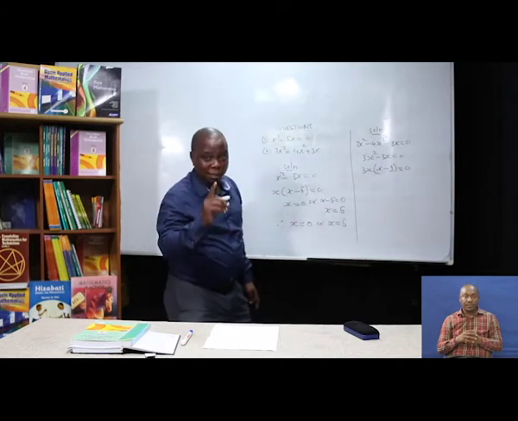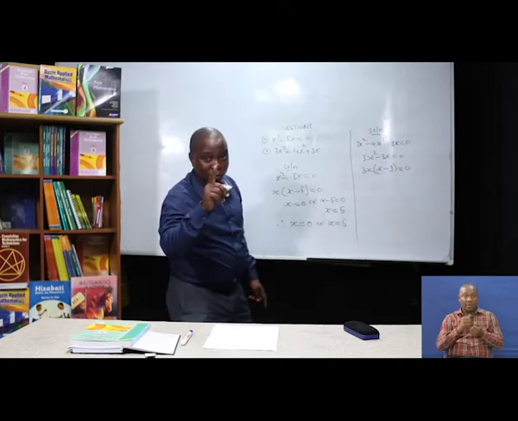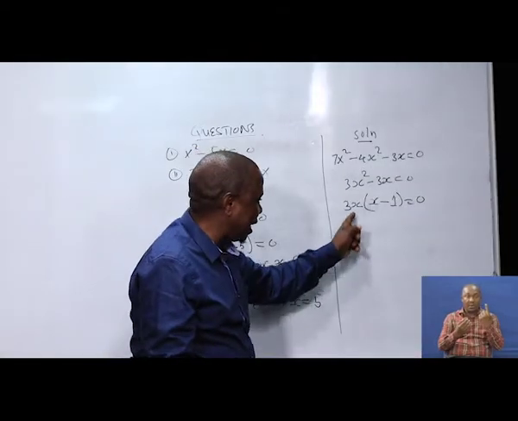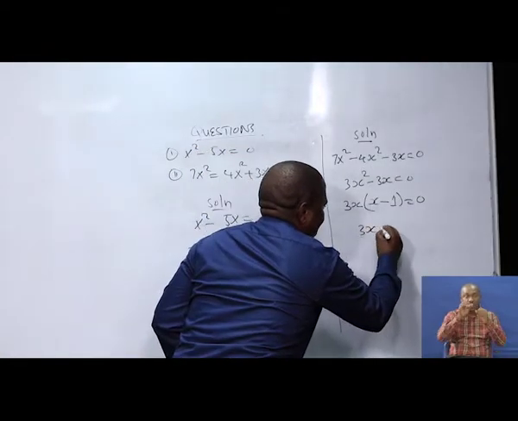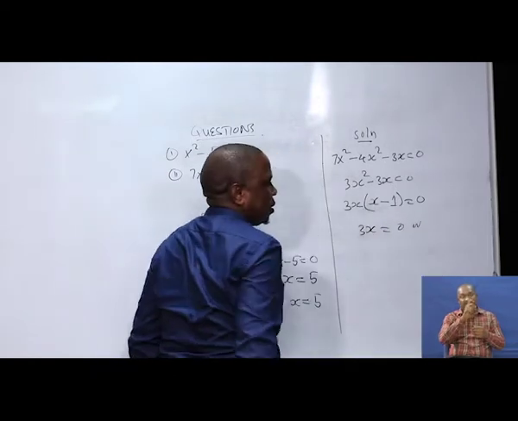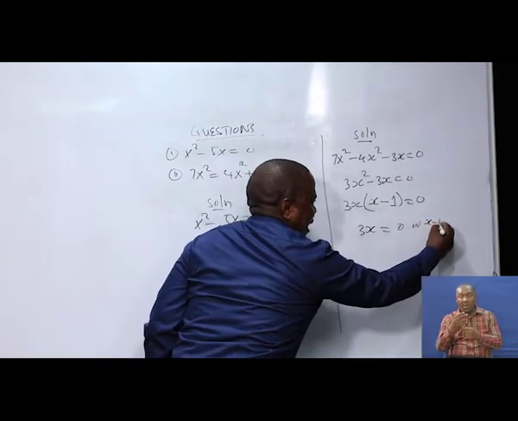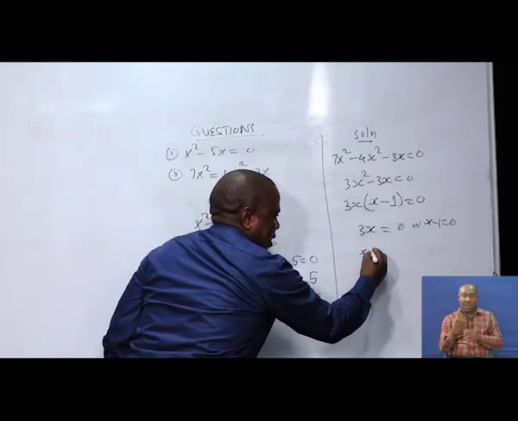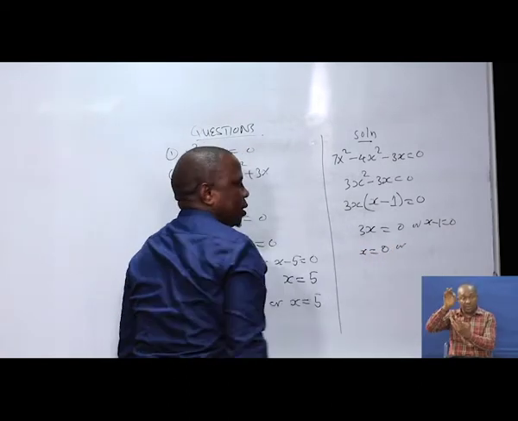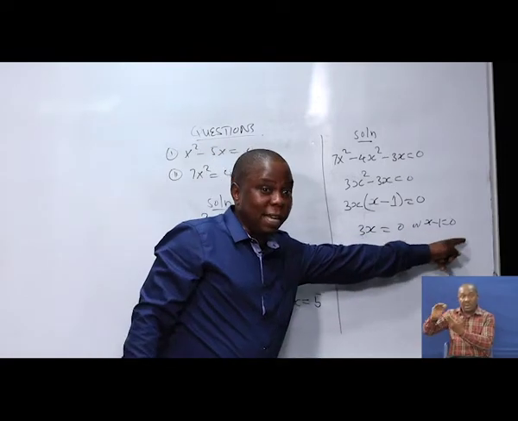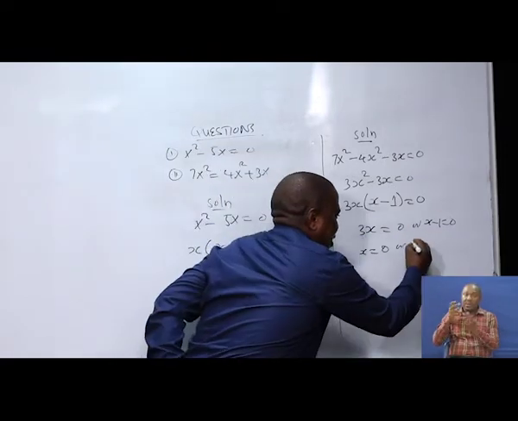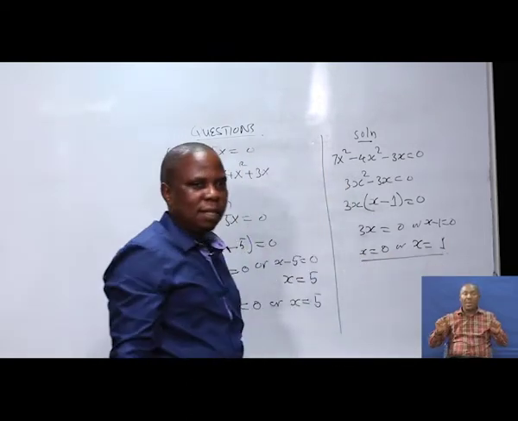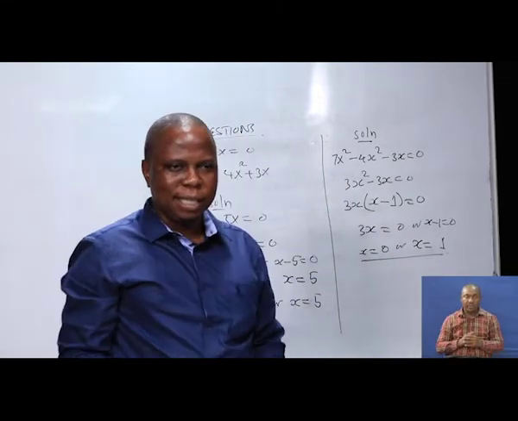Don't forget, for the product of two numbers to be 0, one of the numbers must be 0. What is that number? Either 3x should be equal to 0, or x minus 1 should be equal to 0. Divide by 3 throughout. x is equal to 0, or here, take 1 on the other side. x is equal to 1. That is our solution for that question.